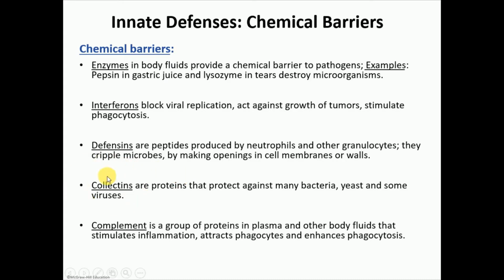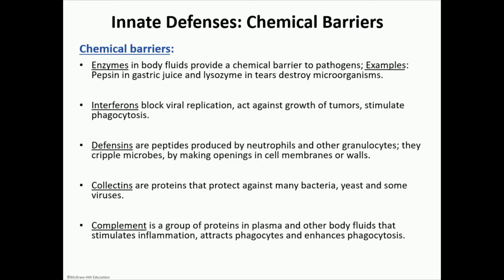Collectins, those are proteins that, from the name, tend to gather bacteria together and make it easier for the immune system to recognize it. So instead of having 100 cells of bacteria scattered throughout the body, this collectin will kind of collect them together and make it easier for the immune system to attack them.